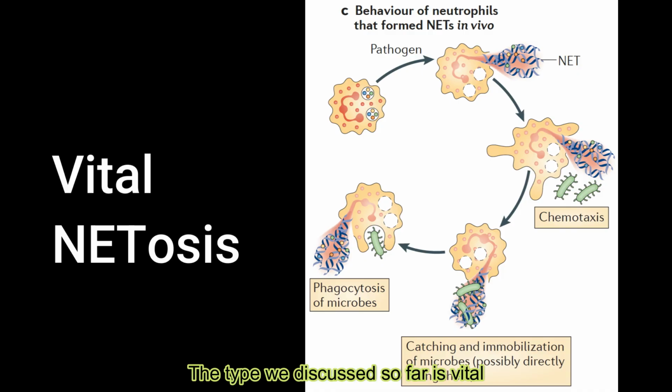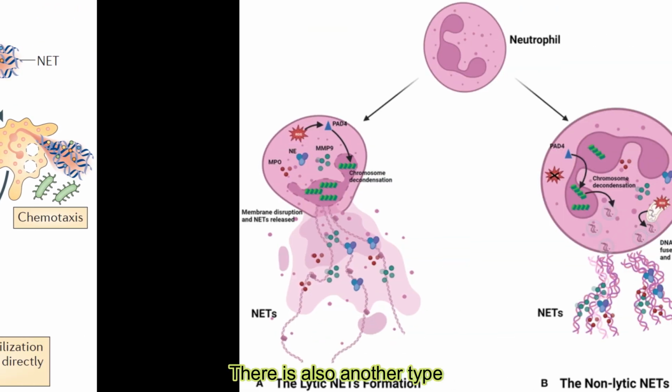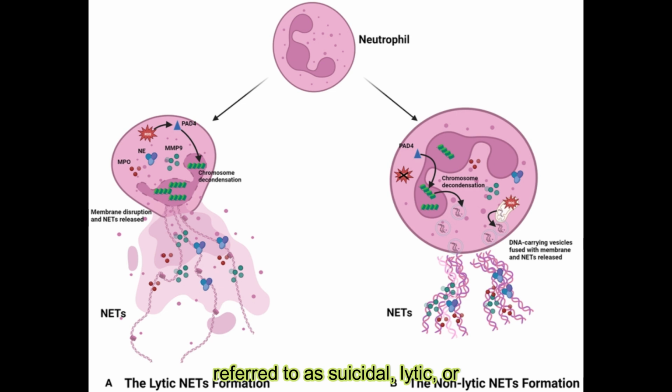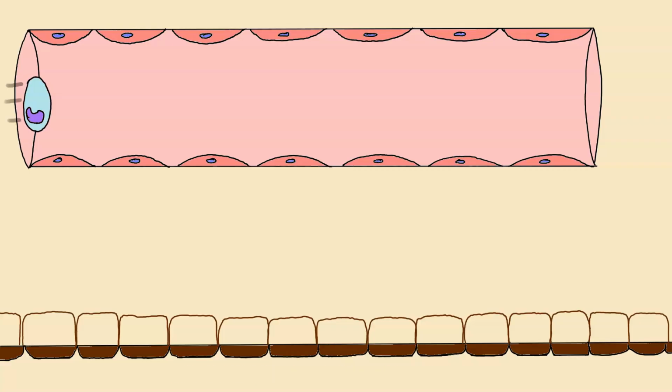The type we discussed so far is vital NETosis, in which the neutrophil retains functional abilities like chemotaxis, crawling, and even phagocytosis. There's also another type referred to as suicidal, lytic, or classical NETosis, in which the neutrophil undergoes a distinct form of programmed cell death that differs from apoptosis. As I now replay the entire animation, try to recall the various steps involved in this dynamic and vital process of neutrophil recruitment and action.